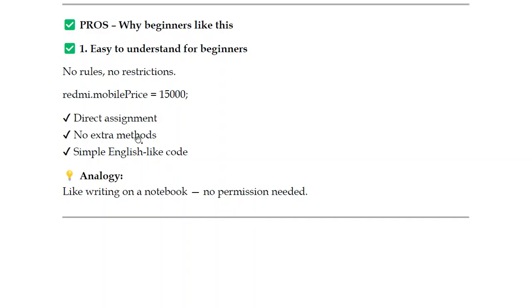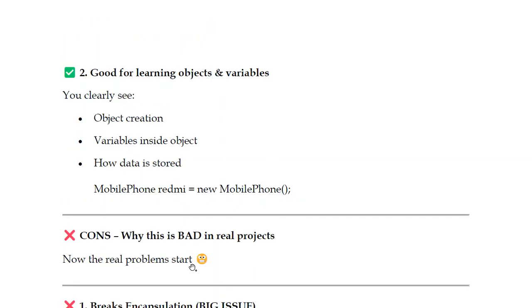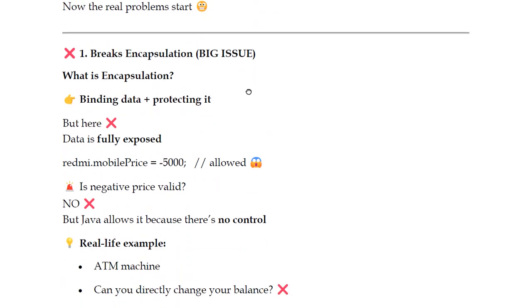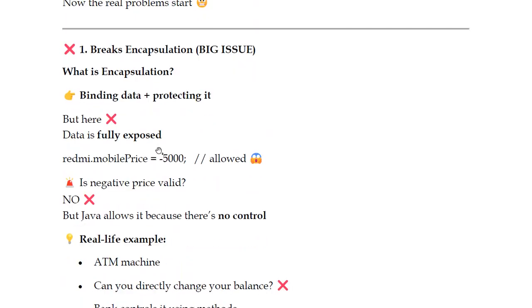Here the advantage is that a beginner can easily understand. You can directly assign it, no issues on that. Like writing on a notebook, no permission is needed. You can directly do the object creation. It's easy for understanding. But what's the real problem? If you're giving the open option to everyone, anyone can modify it. Instead of 5,000, they can give minus 5,000, or they can set the mobile price to 1 rupee. Is that the right thing?